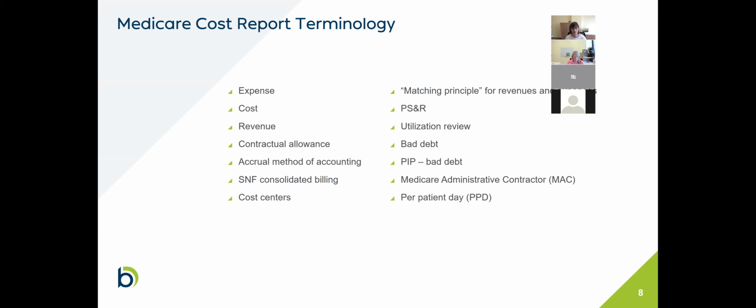So we look at expenses, and expense and cost are not the same thing. So expense is what you pay to purchase an item or service.